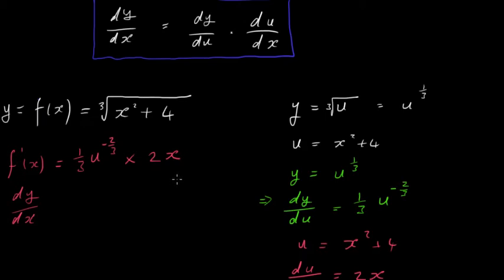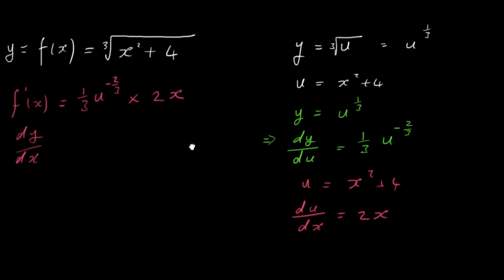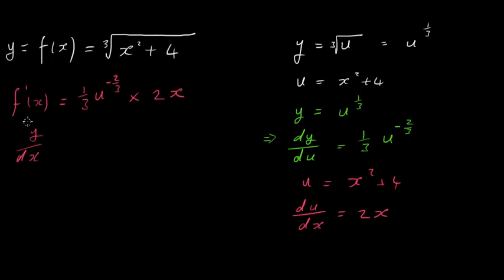Now you'd probably be expected to just resubstitute back in the u and then simplify it as much as possible. So let's have a look at that. I'll just get rid of this dy/dx here first of all, and let's substitute back in the u here. So we have 1/3. Our u here, remember, was x squared plus 4, this bit here. That's to the power of minus 2/3, and we want to multiply all of this by 2x.